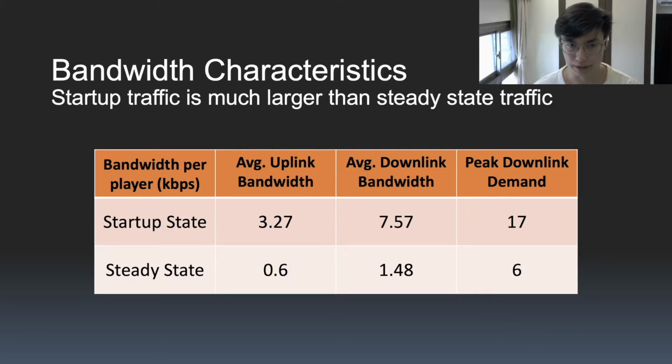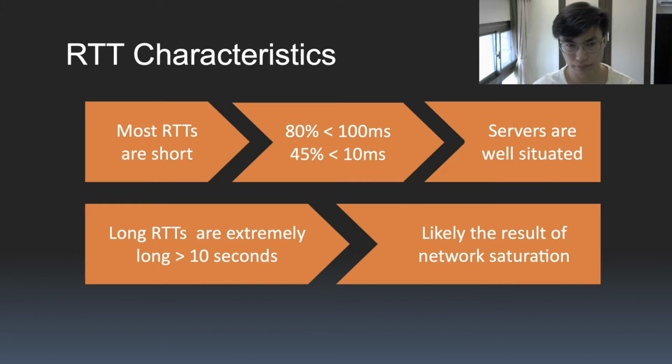The average uplink and downlink bandwidth are 3.27 and 7.57 kbps per player in the startup state, with a peak downlink demand of 17 kbps. In the steady state, there are only 0.6 and 1.48 kbps per player, with a peak downlink demand at about 6 kbps. The bandwidth requirement is higher than conventional online games, but similar to other mobile games.